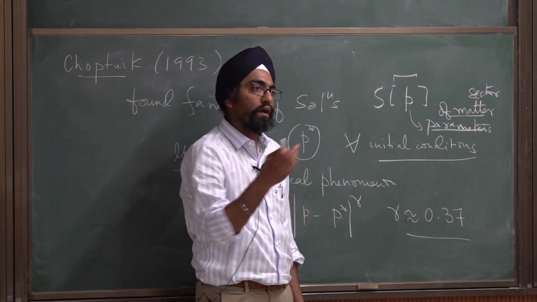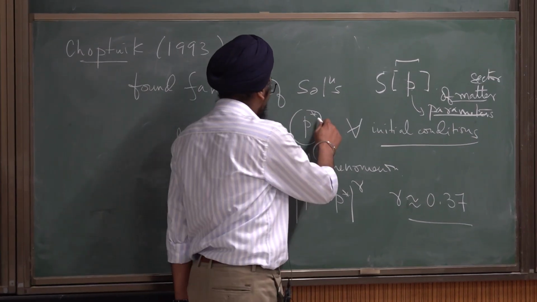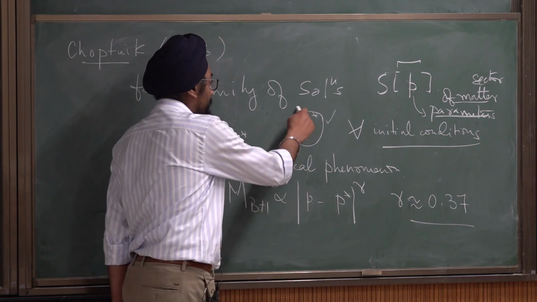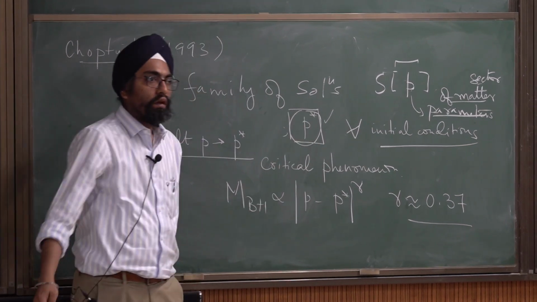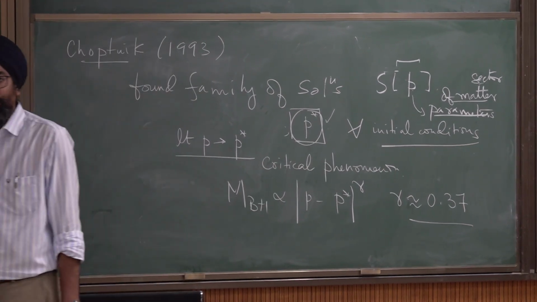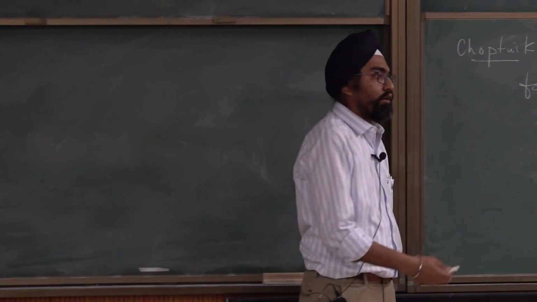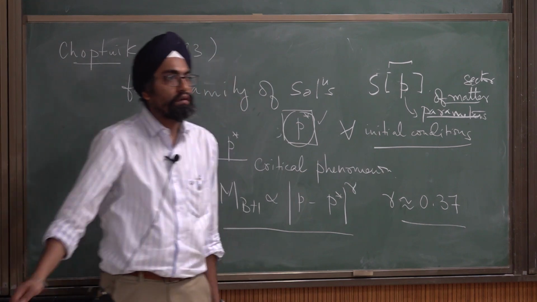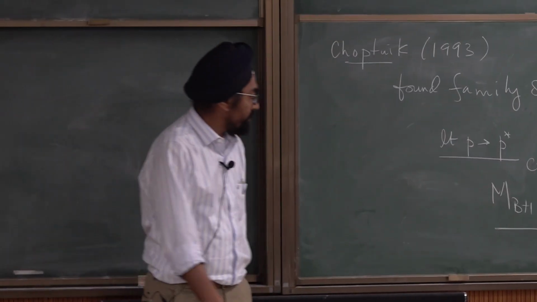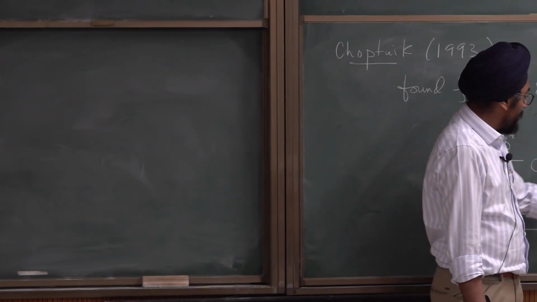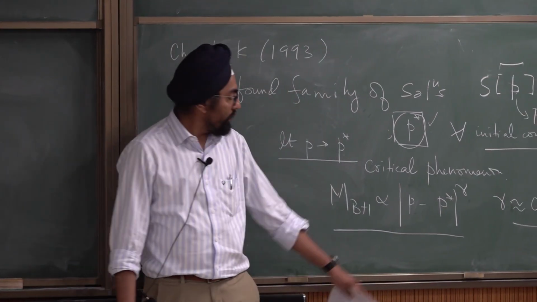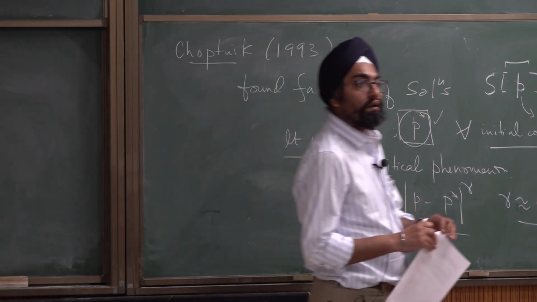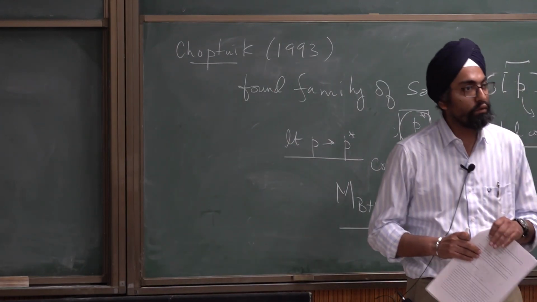For each parameter, you take any parameter you want. Each one of them will have a particular P star which demarcates a zone where a black hole will form and another zone where the black hole will not form. As I said, there's this universal scaling relation: the masses of the black holes which formed obeyed this relation where gamma was 0.37. It does not matter what P is.